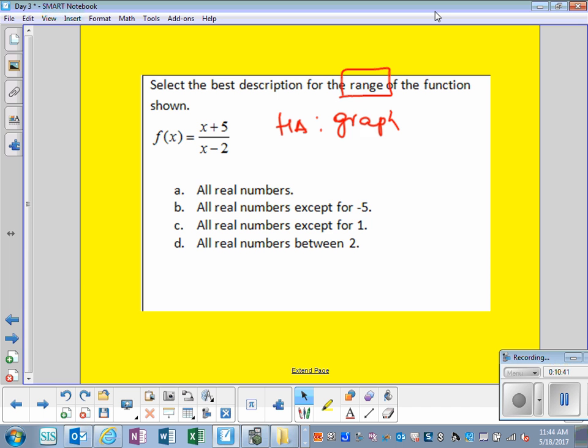So, because I wasn't careful enough, I can figure out that y equals 1 is my horizontal asymptote based on left or right end behavior.